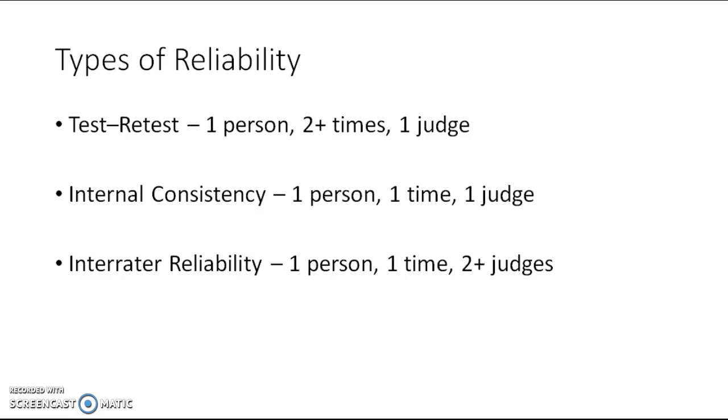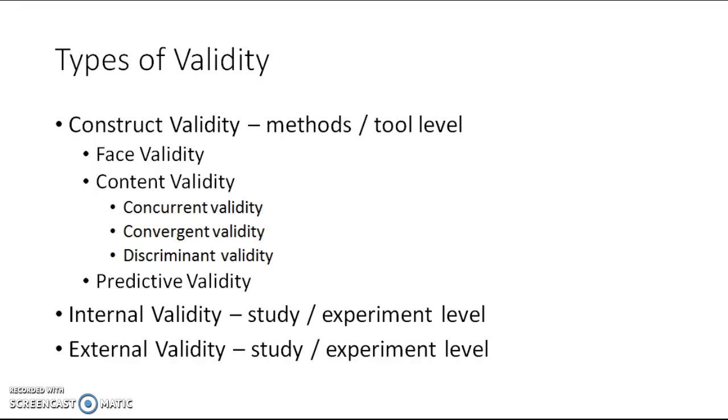When you think of reliability, you can think of consistency. We want the tools we use within social sciences to consistently get the same answers. When you think of validity, you can think of accuracy. We want the answers we get from these tools to accurately reflect what it is that we are trying to measure.